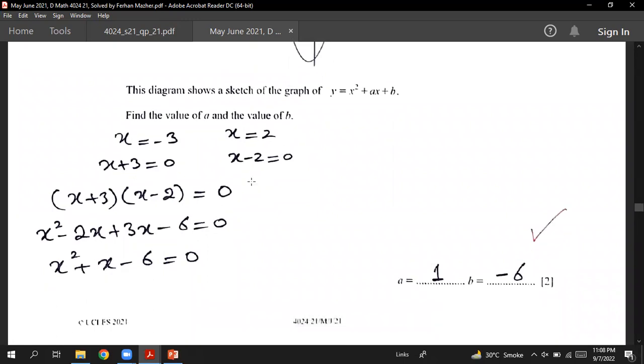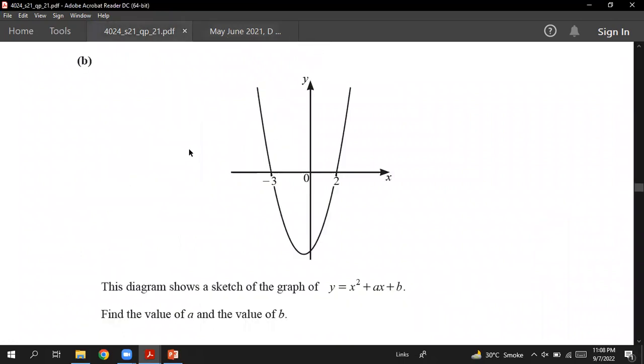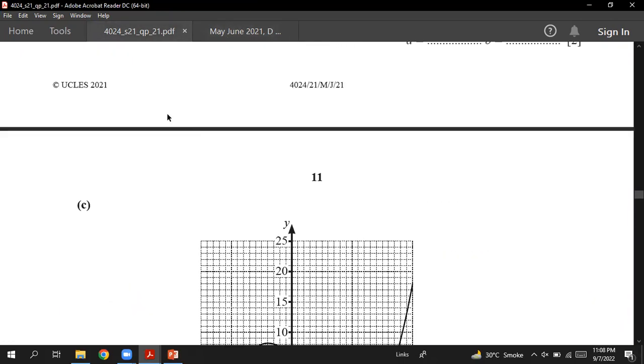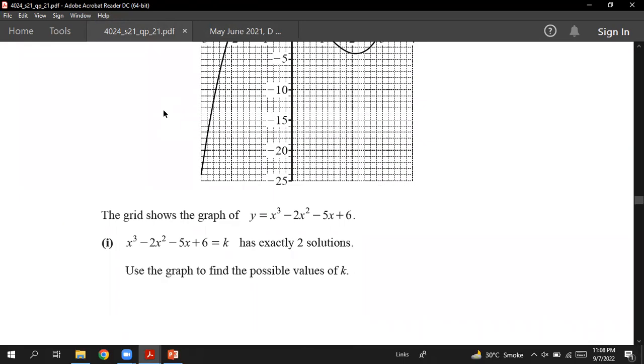So there can be two methods. I have solved it with a different method. I hope you understand how I have solved it. So that was question number 7, B part. Now we are going to the next question.